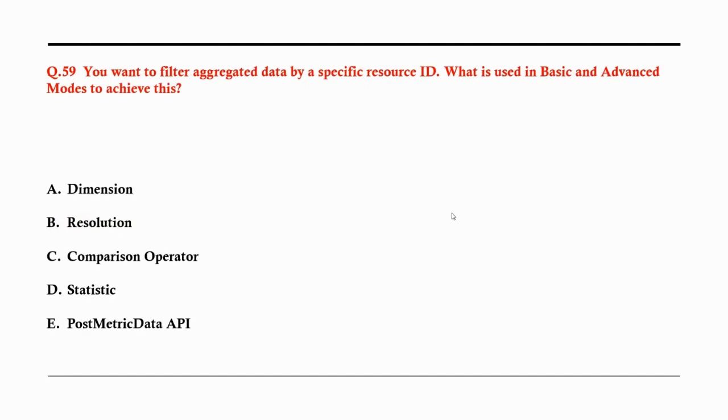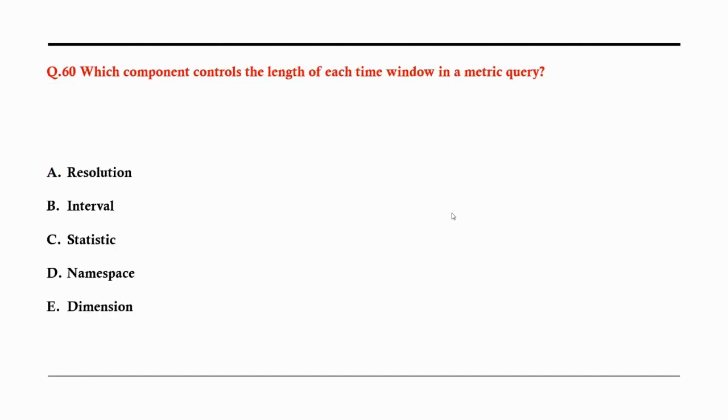Question 59. You want to filter aggregated data by specific resource ID. What is used in basic and advanced modes to achieve this? The answer is A. The dimension is used for this kind of purpose.